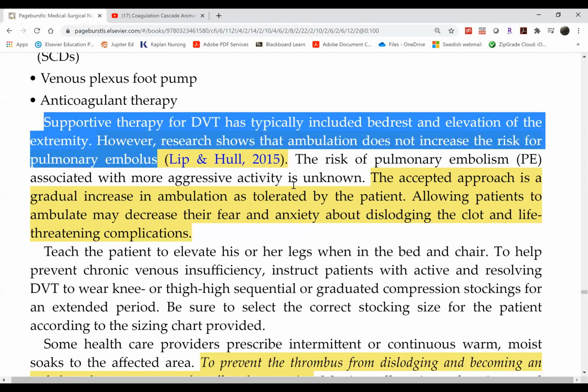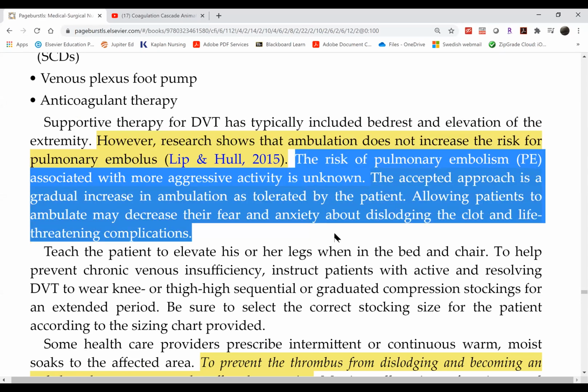Supportive therapy for DVT has typically included bed rest and elevation of the extremity. However, research shows that ambulation does not increase the risk for pulmonary embolus. The risk of pulmonary embolism, PE, associated with more aggressive activity is unknown. The accepted approach is a gradual increase in ambulation as tolerated by the patient. Allowing patients to ambulate may decrease their fear and anxiety about dislodging the clot and life-threatening complications.